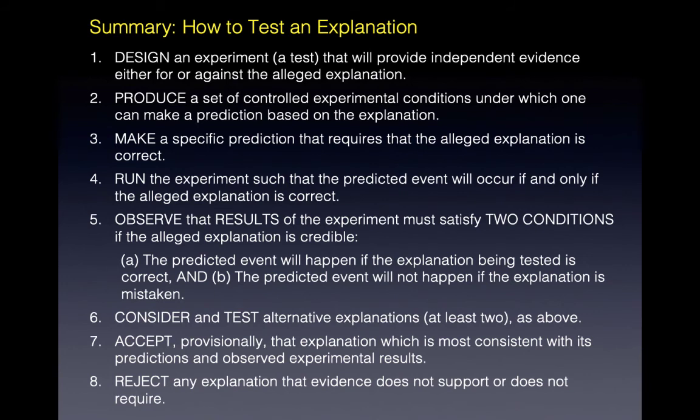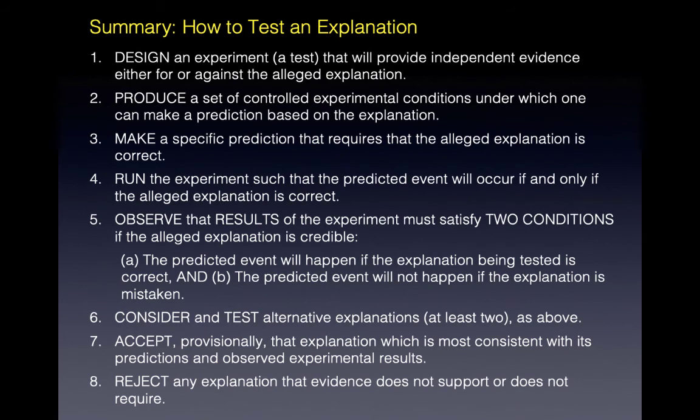We want to run the experiment so that the predicted event will occur if and only if the alleged explanation is correct. Step 5, observe that the results of the experiment need to satisfy those 2 conditions. Remember, we have to be surprised and also unsurprised. If the explanation is credible, the predicted event will happen if the explanation being tested is correct. We should definitely see what we predict, and we should not see what we don't think is going to be observed. And if we do, we have to change our hypothesis to something else.